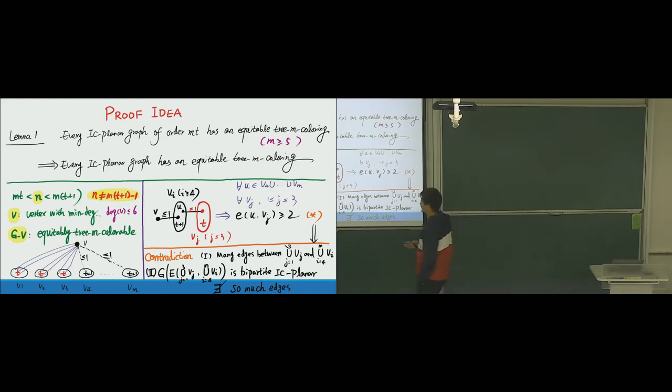So the bad case is that for any U in this color class and for any color class among V1, V2, V3, we have this fact. That means between this set and this set, there are many, many edges, because each vertex in this set has at least two neighbors, actually at least six neighbors in this. So we can see that there are many edges between them. But we know an IC planar graph is 6-degenerate, and this is bipartite. So we could get an upper bound on this kind of graph because this graph is bipartite. So our contradiction comes from this. So many edges, not many edges. So we are happy.